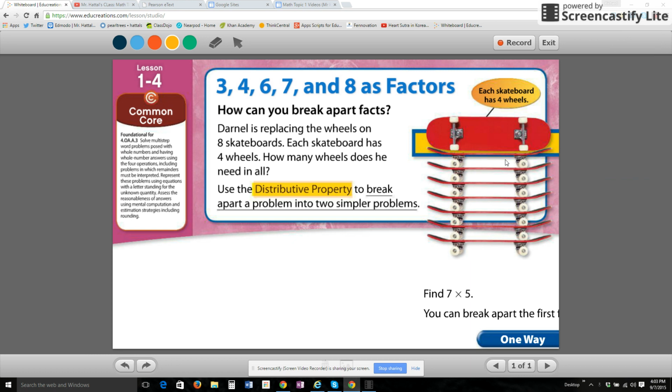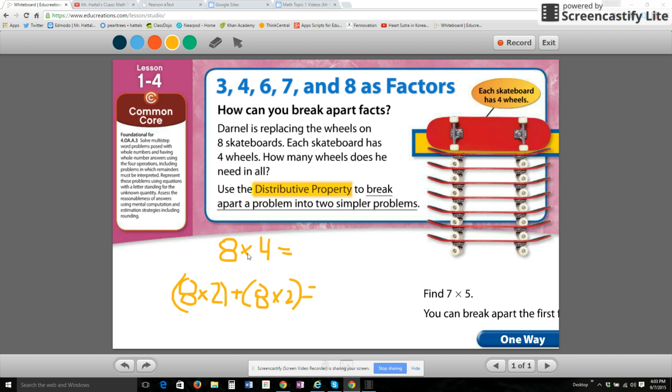In the example here, we see that there are 8 skateboards, and each skateboard has 4 wheels. So we can write this as 8 times 4, and we can count up all the wheels to get the answer. But the distributive property tells us we can break this up into 8 times 2 plus 8 times 2, and we should get the same answer.